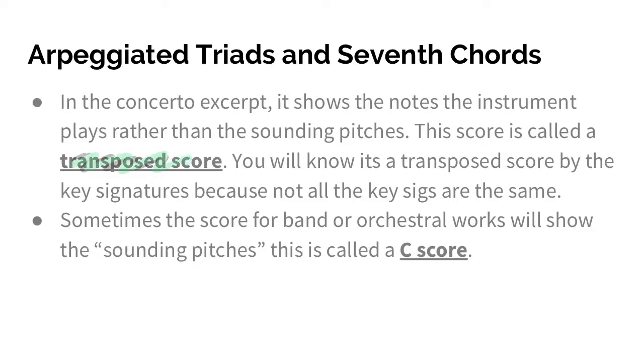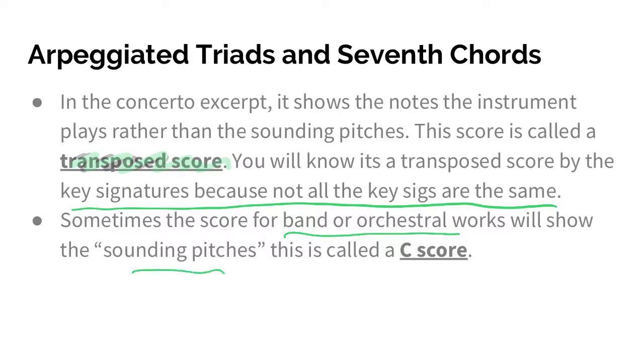Okay, transposed score. And you'll know the transposed score by the key signatures, because not all the key signatures are the same. Okay, sometimes if you look at a band or orchestra score, it'll show the sounding pitches, and you call that a C score. But a lot of times you see the transposed score, because they try to list everything the way you would see it.